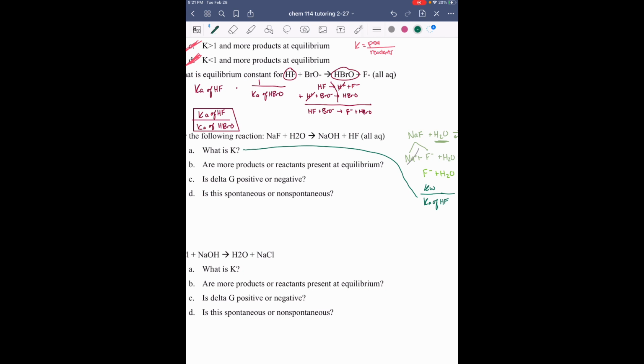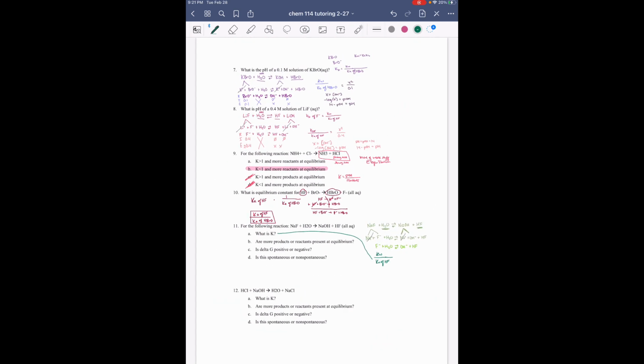What is more present at equilibrium, products or reactants? So here we could also, if I did the whole K out, if I did the math for it, determine if it was greater than 1 or less than 1. But I don't know that, so I'm just going to look at this kind of like the way we did this one. We identified which side was stronger and weaker.